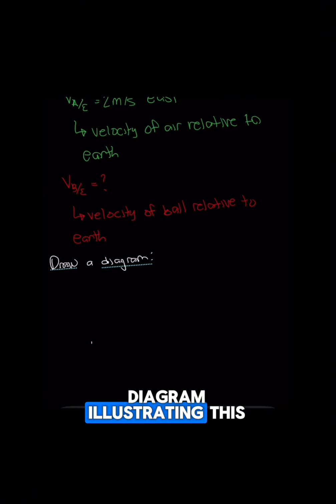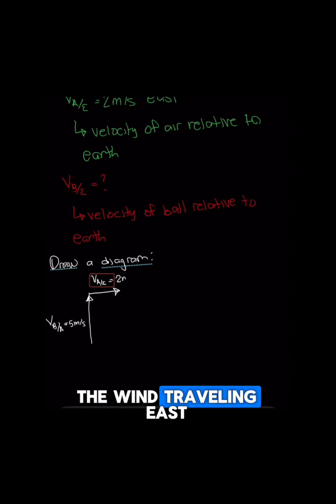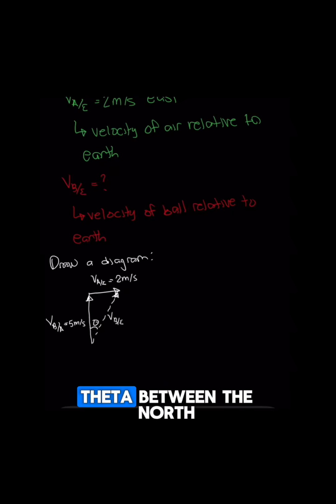We can draw a diagram illustrating this. So we have the ball traveling north at 5 meters per second, and then we have the wind traveling east at 2 meters per second, and our resulting velocity is going to be this vector here, VB/E. We have this angle theta between the north and the resultant vector.